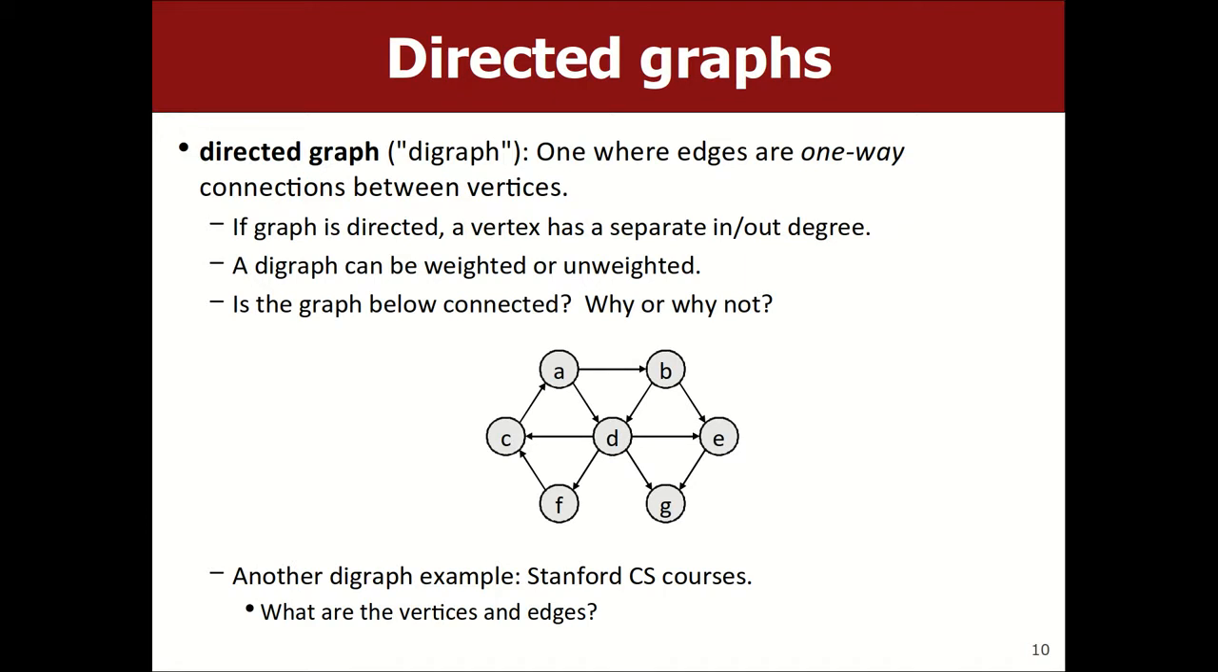And of course, these things can be mixed and matched. You can have a weighted directed graph or an unweighted directed graph. All these things can be used in combination, right? So I mentioned earlier that you might have courses that were prerequisites. Maybe the prereqs are represented as edges, right? So you have 106A and you have 106B and you have edges between them or whatever. So I think it's an interesting example.